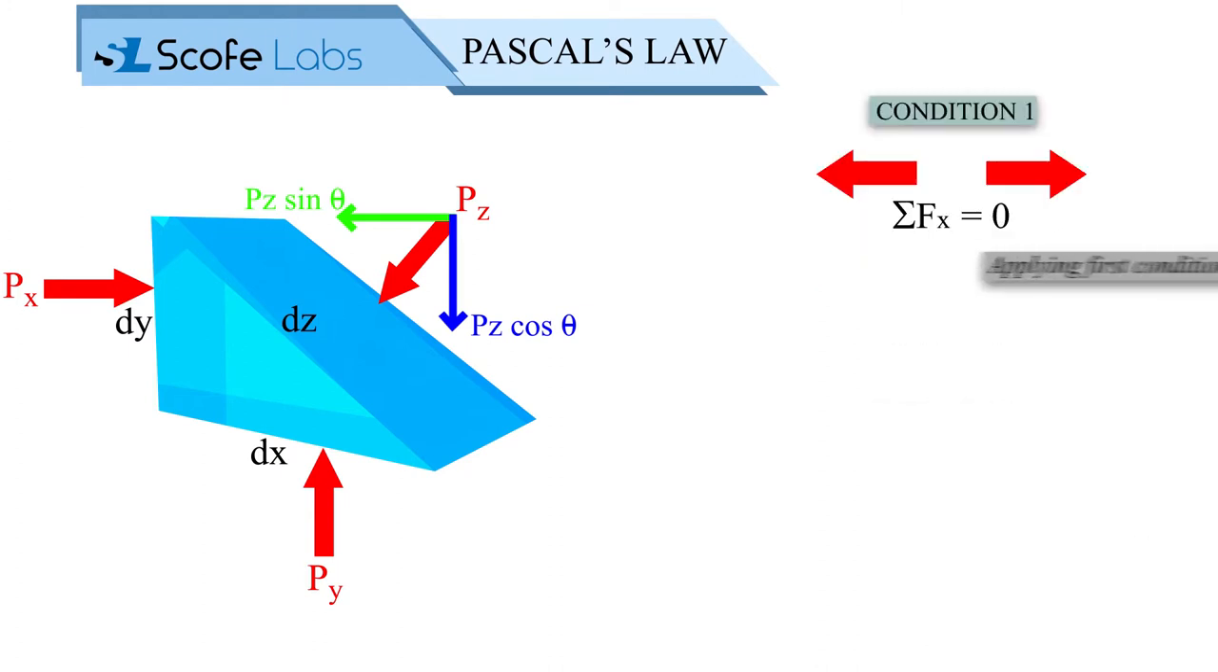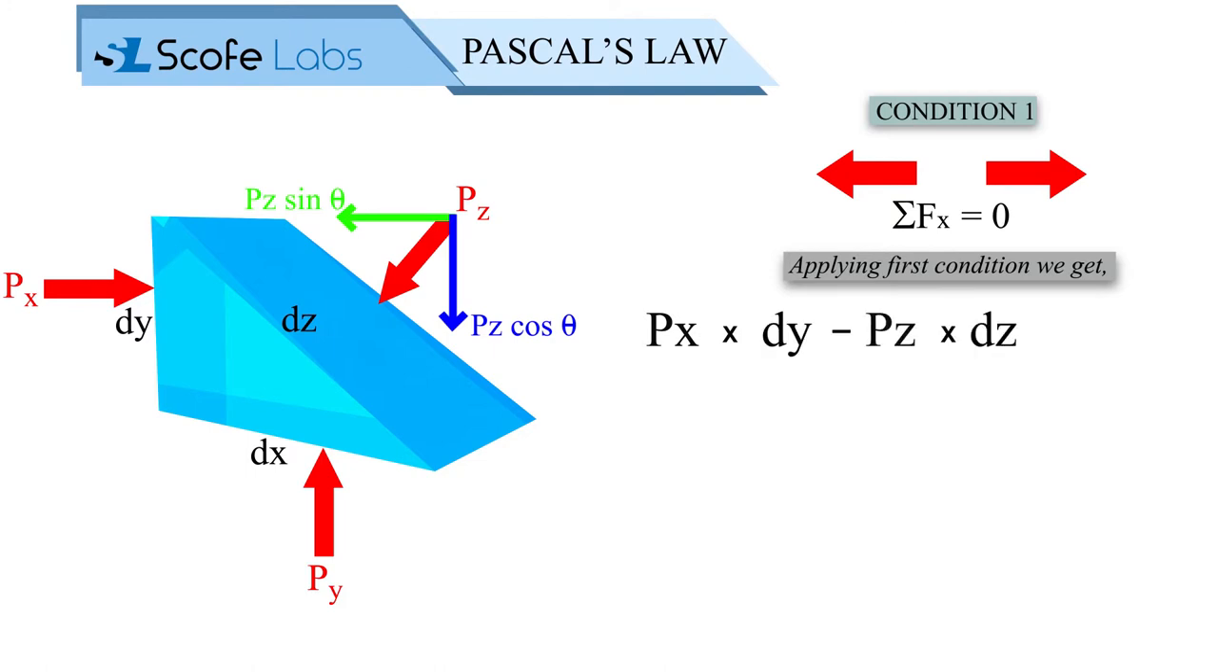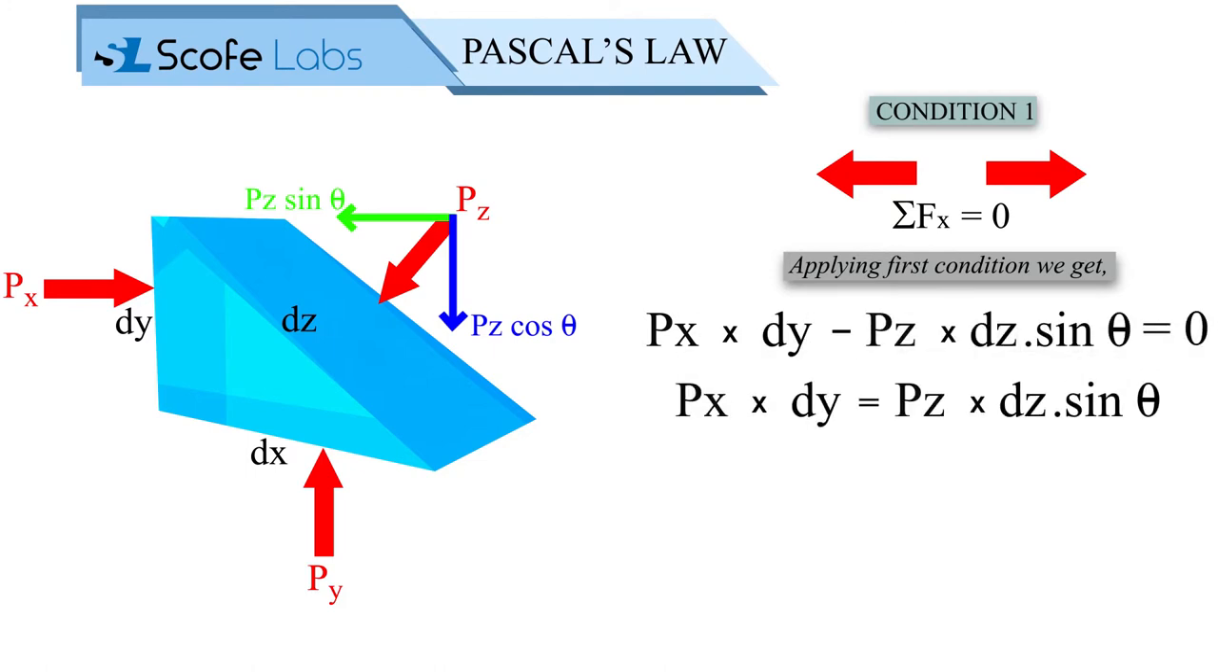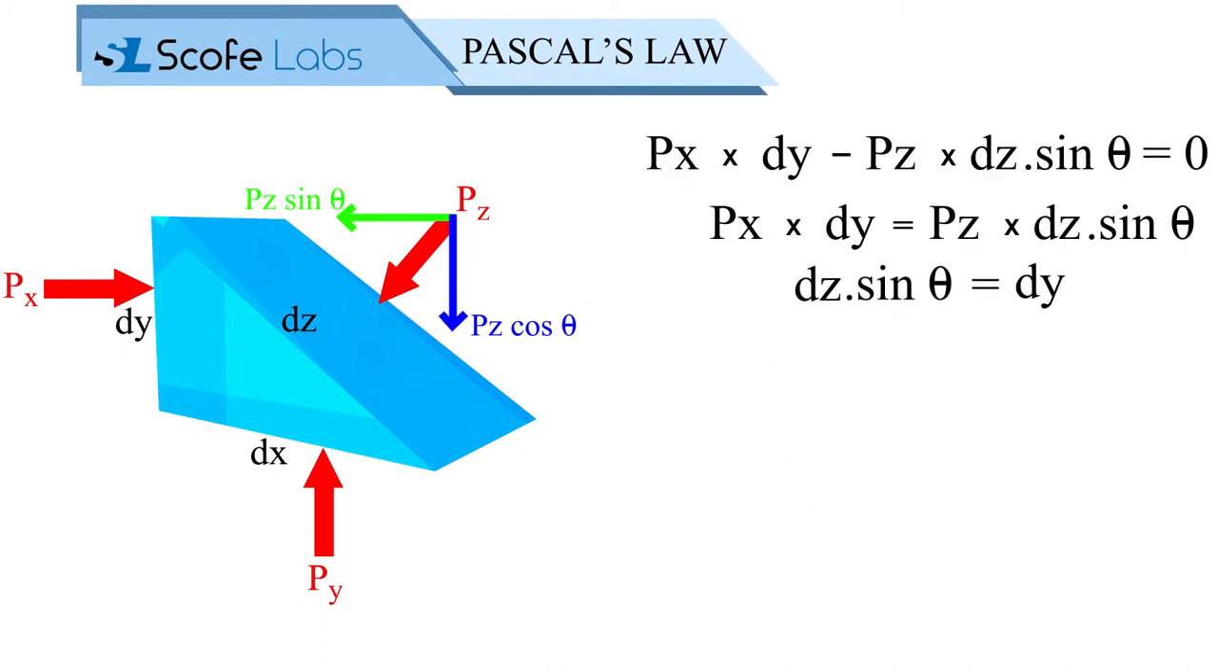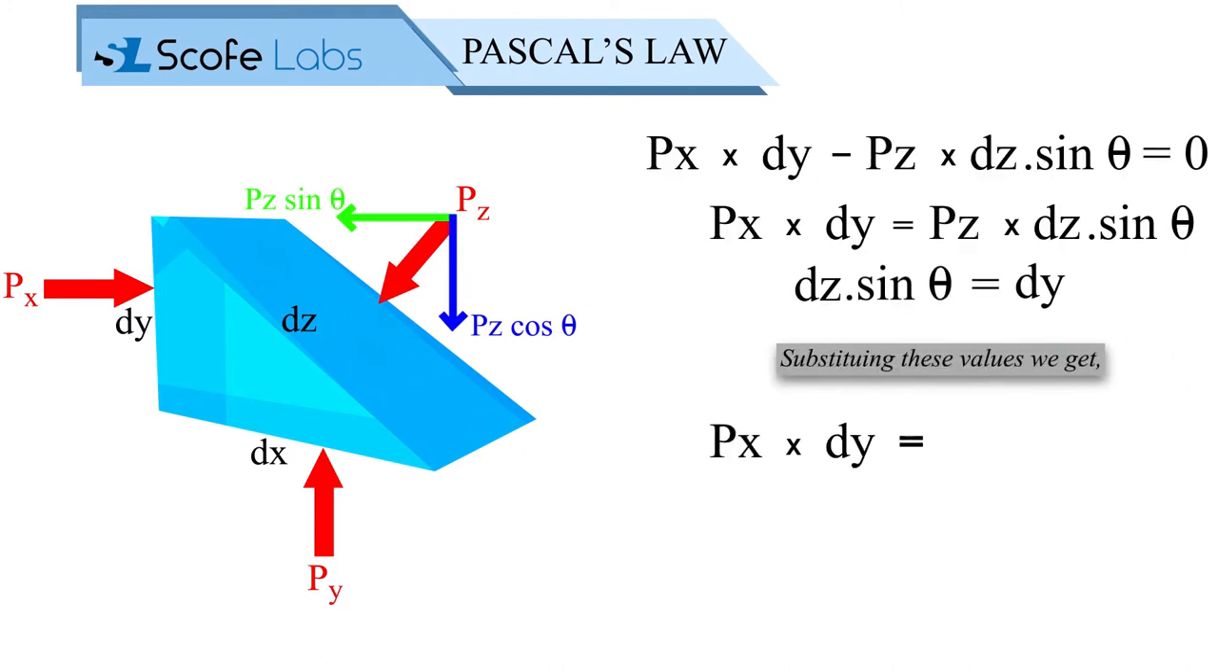Applying the first condition, we can write Px into dy minus Pz into dz into sine theta. By using trigonometric formulas, we know dz into sine theta is equal to dy. Hence, substituting these values we get Px into dy equal to Pz into dy. Cancelling dy, we get Px is equal to Pz.